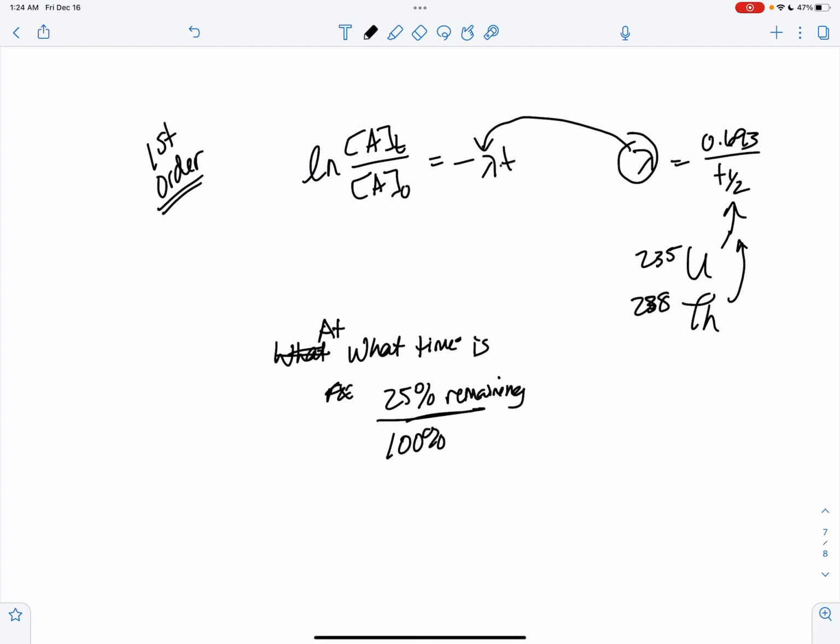If it asks you about decayed and it says 25% decayed, that is not the same thing as 25% remaining. In that case, it would be 75 over 100. So don't forget that. And then don't forget that there's the other little trick.